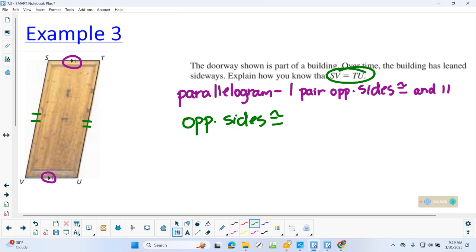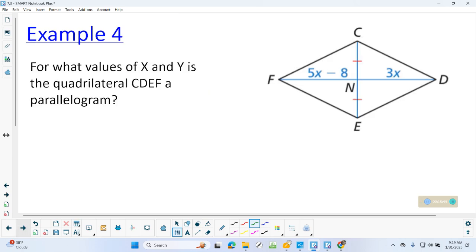I do a little explaining on a couple of the problems on the homework, so don't freak out on me. Now, of course, obnoxious problem, easy problem. For what values of x and y is a quadrilateral a parallelogram? Okay, you have diagonals. So what do we know about the diagonals? They have to do what to each other? Bisect.